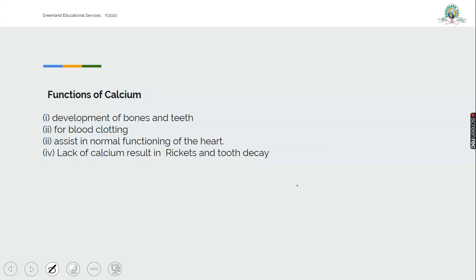Calcium assists in the development of bone and teeth. It also assists in blood clotting. It assists in normal functioning of it. Now, when calcium is insufficient or lacking in our diet, it results in what we call rickets and tooth decay.